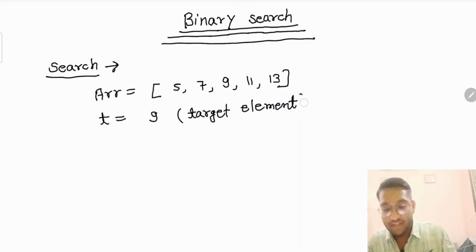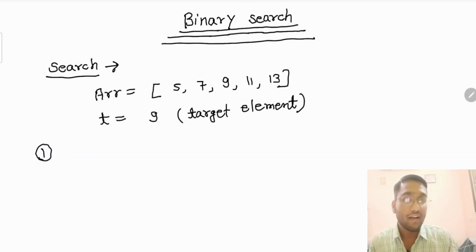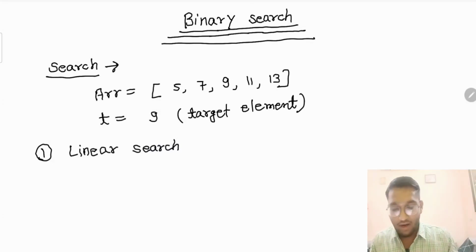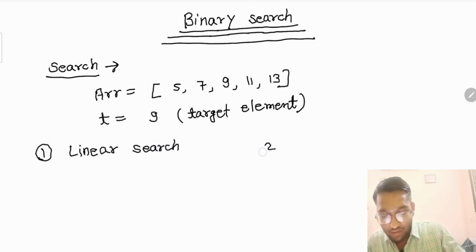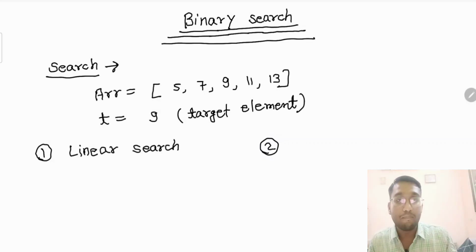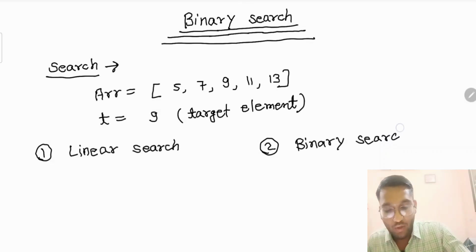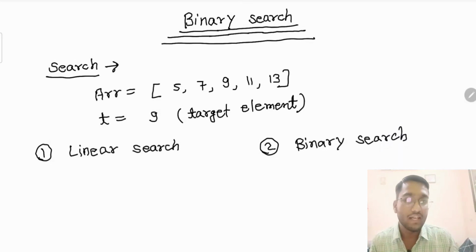In that process, we can start to search linearly, which is called linear search, and we can start to search binarily, which is called binary search. I will tell you each and everything about binary search. So there are two types of searching algorithm that we have. The first is linear search and the second one is binary search.